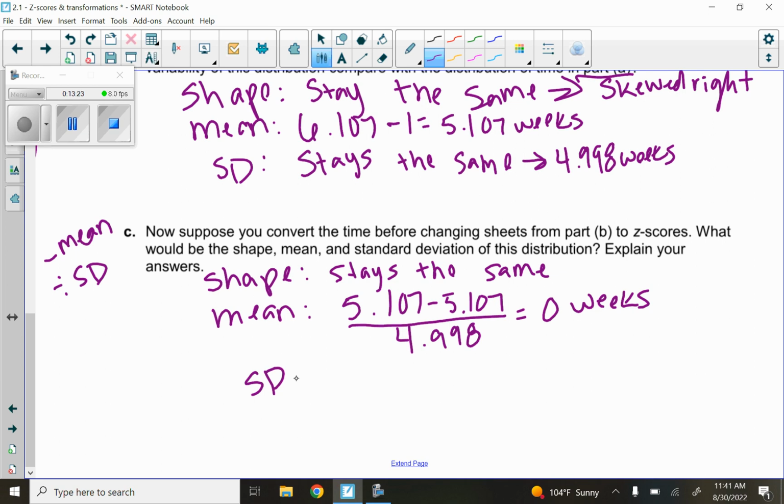And then standard deviation is 4.998 divided by 4.998, and that is going to equal 1 week. And remember, all standardized distributions will have that mean of 0 weeks and that standard deviation of 1 week.